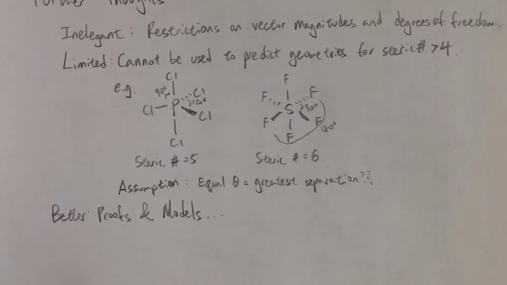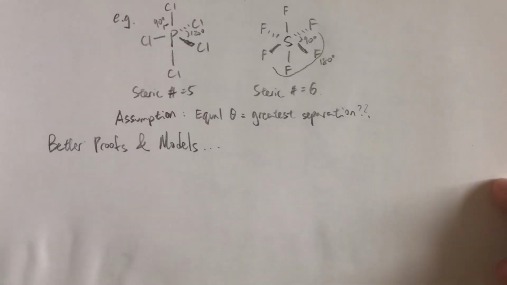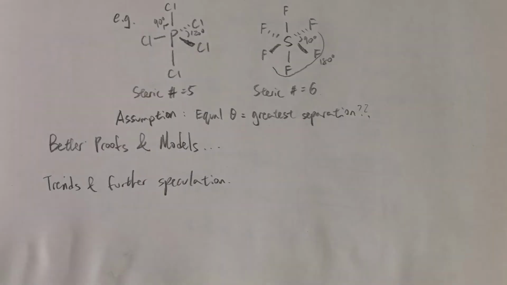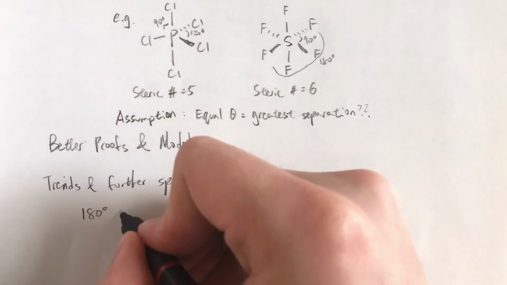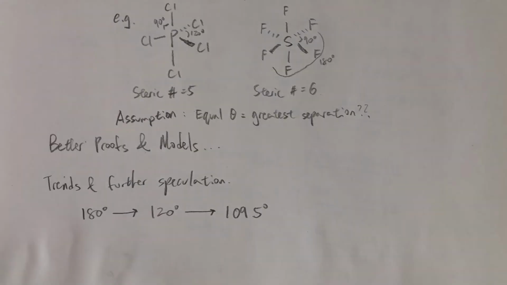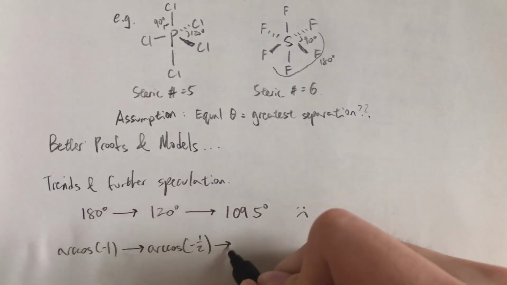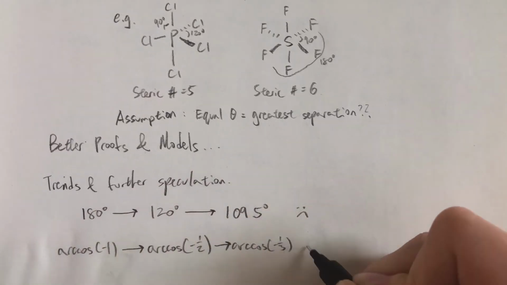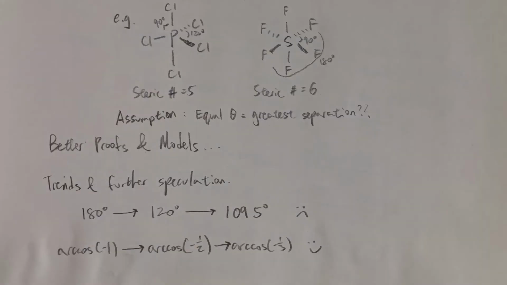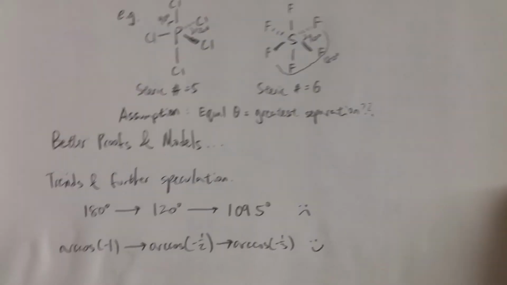One thing I noticed is that there is a trend to the bond angles in molecules with increasing steric numbers. The 180 to 120 to 109.5 degree trend might seem random at first, but once we realize that they can be rewritten as arc cosine of -1, arc cosine of -1/2 to arc cosine of -1/3, there seems to be a pattern. And from here on out, it is pure speculation.